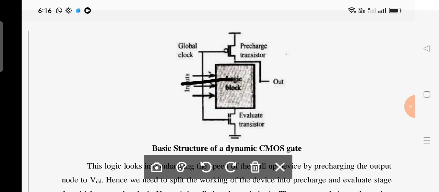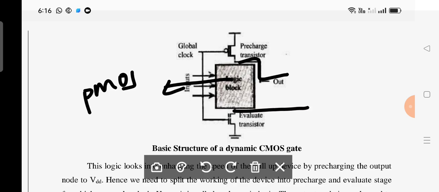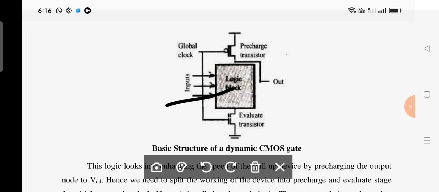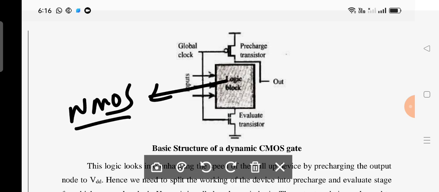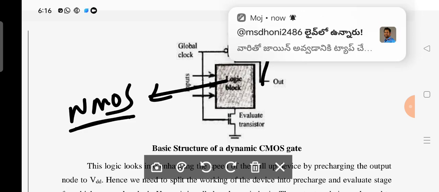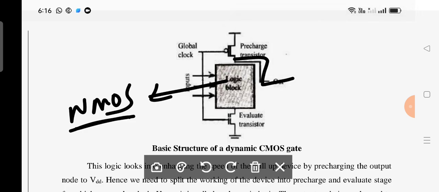Is it clear? If it is a PMOS network, once again I am telling you, instead of taking the output here, you have to take the output here. If this is an NMOS network, you have to take the output here. Is it okay? Now let us assume that I am taking the NMOS network. Therefore this is the node where I have taken the output.